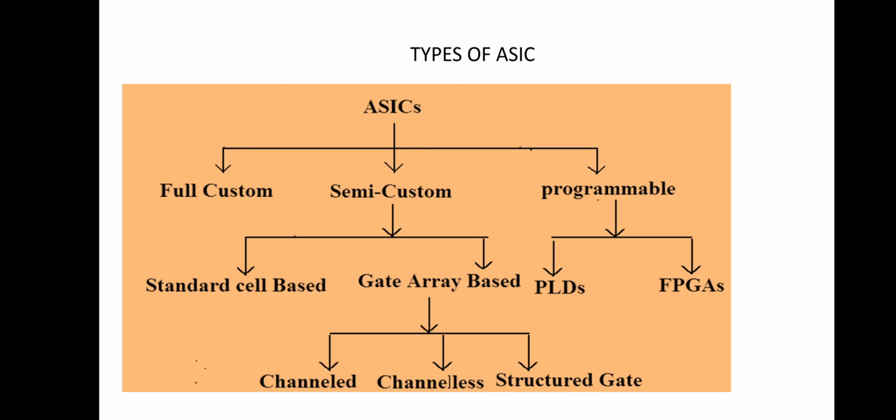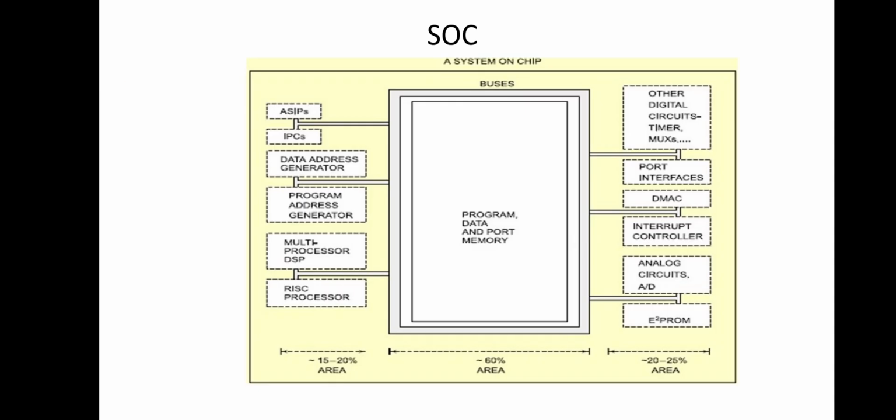Then there are different types of application specific integrated circuits. First one is full custom ASIC, then semi custom ASIC, then programmable ASIC. Semi custom is also classified as standard cell based ASIC and gate array based ASIC. Programmable ASICs are classified as PLDs and FPGAs. PLD means programmable logic devices and FPGA means field programmable gate arrays. Gate array based is also classified as channeled, channelless and structured gate array. These all are application specific integrated circuits.